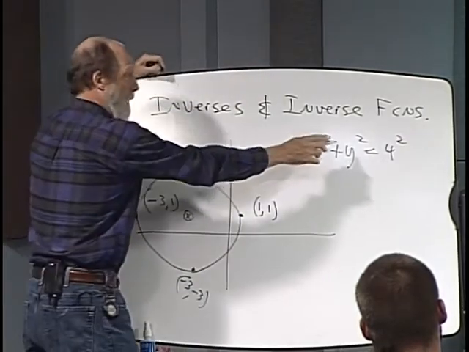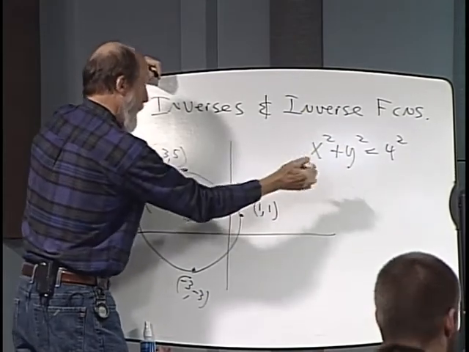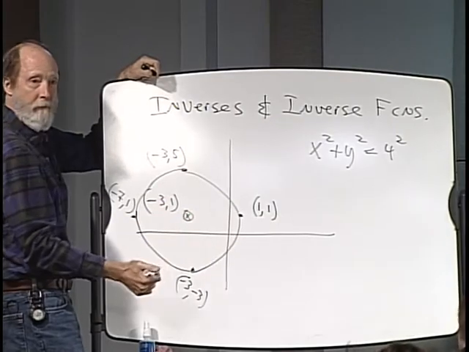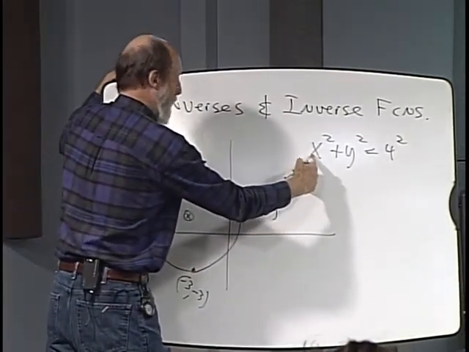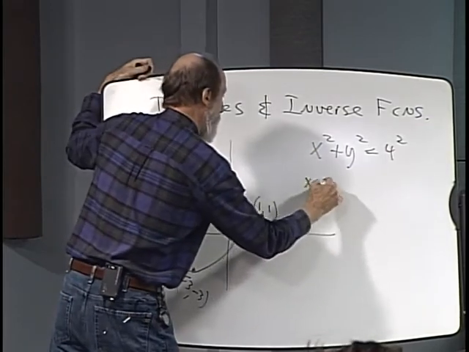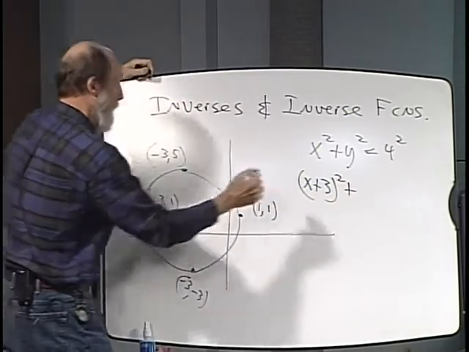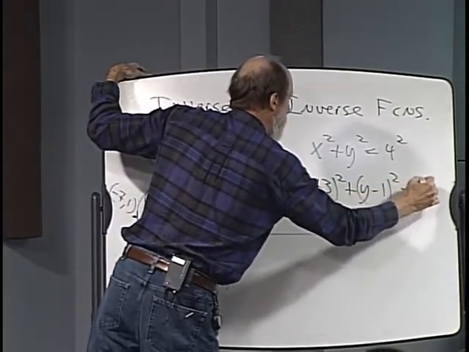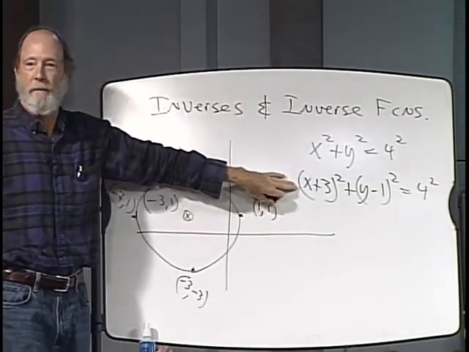That would be a circle centered at the origin with radius 4. And we're going to shift that thing to the left 3 and up 1. So by shifting something, replacing x with x plus 3 is what you should have written down. And shifting it up 1 is going to replace the y with y minus 1. Did everybody have this equation?